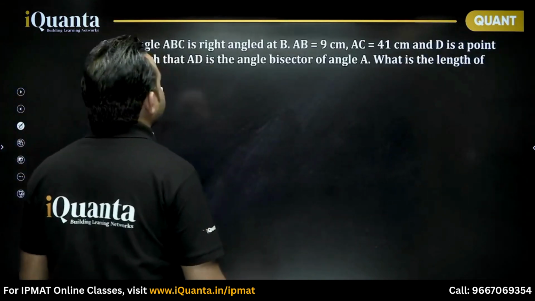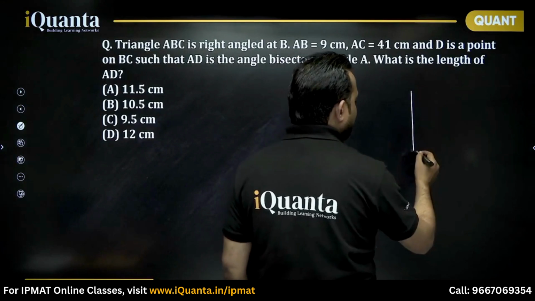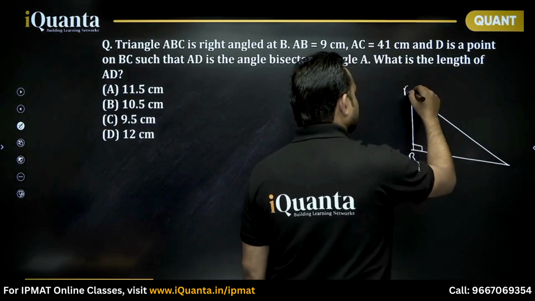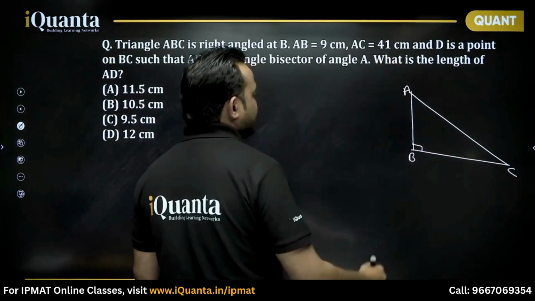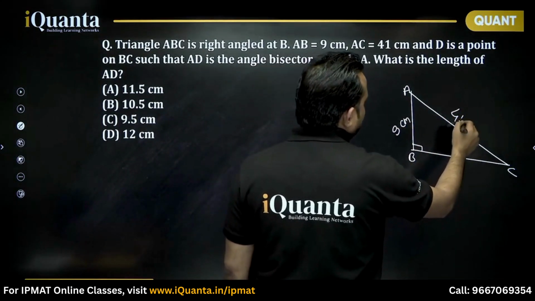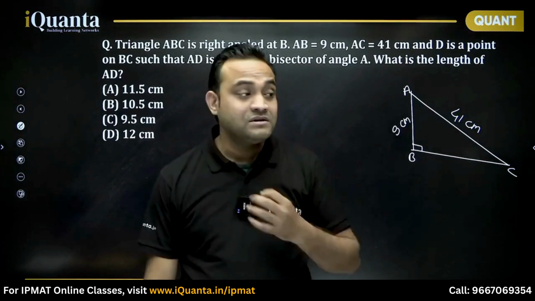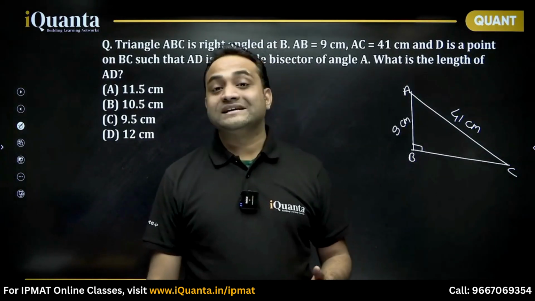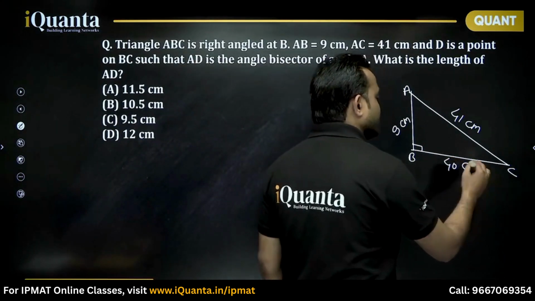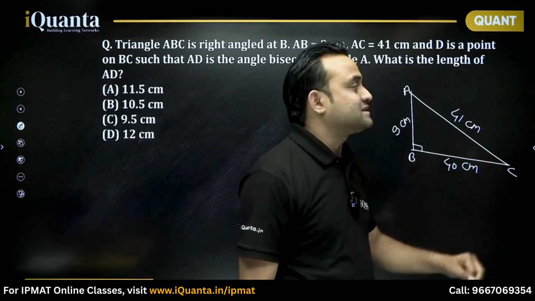Next question: triangle ABC is right angled at B, and it's given that AB is equal to 9 centimeters and AC is equal to 41 centimeters. So 41 square is 1681 minus 9 square, which is 81. We get 1600, and the square root of 1600 is 40. So it is 40 centimeters. Or you can remember this triplet in a right angle triangle, which is 9, 40 and 41. So we got the length of the third side, which is BC.